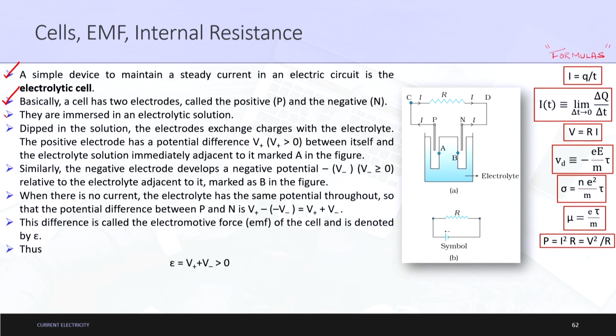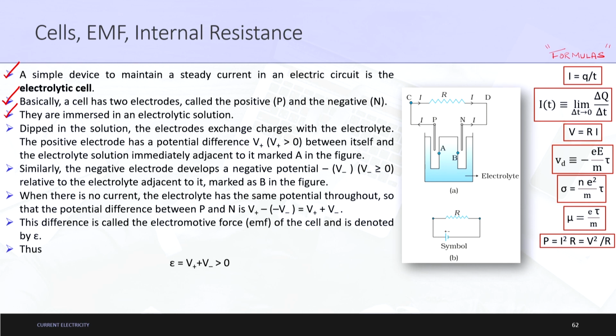So, this thing has also been explained, everything line by line, a very easy method. Dipped in the solution, the electrodes exchange charges with the electrolyte, quite evident. There may be charges here and there may be some charges, or let us say zero charge, at the initial portion, and then it tries to capture. So, this positive electrode captures positive ions and the negative electrode captures negative ions. Okay, so dipped in the solution, the electrodes exchange charges with the electrolyte.